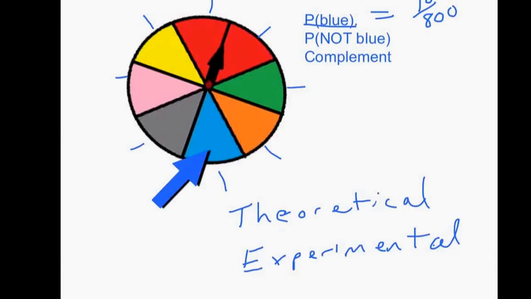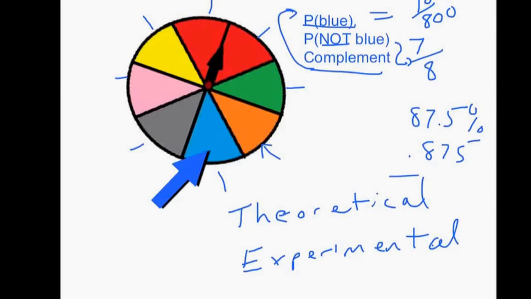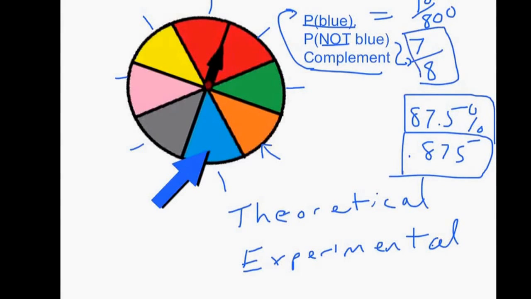The chance of not getting blue is the complement of the chance of getting blue. It's basically the chance of getting the others. How many of them are there? There are 7 remaining spots. So the probability of not getting blue, in other words, the complement of getting blue, is 7/8, 87.5% as a percent, 0.875 as a decimal. Any of these 3 ways, of course, would be perfectly fine for expressing that probability.